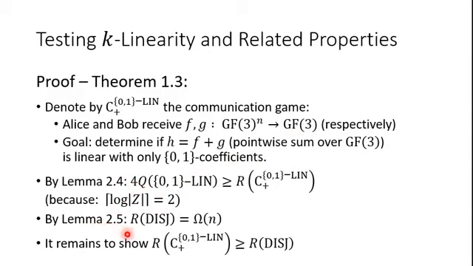Now by Lemma 2.5, the communication complexity of disjoint is omega n. And so, just as before, it remains to show that the communication complexity of this testing game for 0, 1 linear is at least as costly as the communication cost for disjoint. And then we get the desired relation. So we relate between these two.